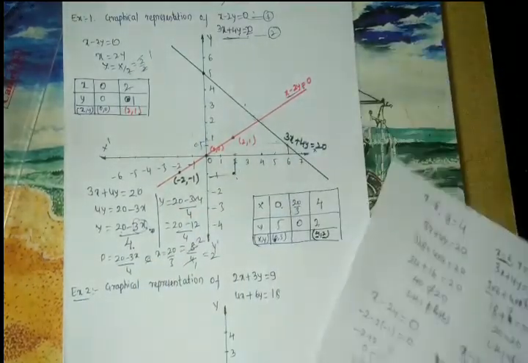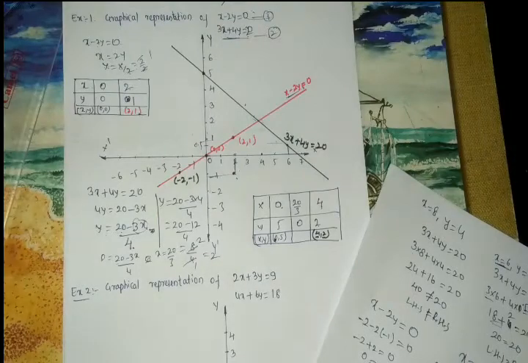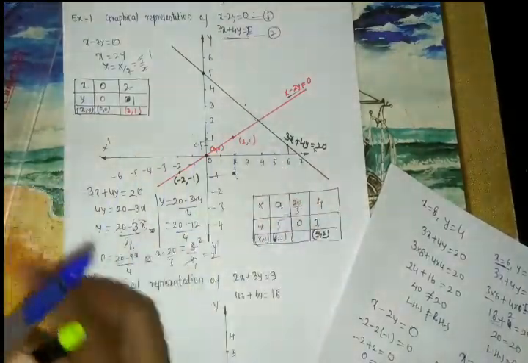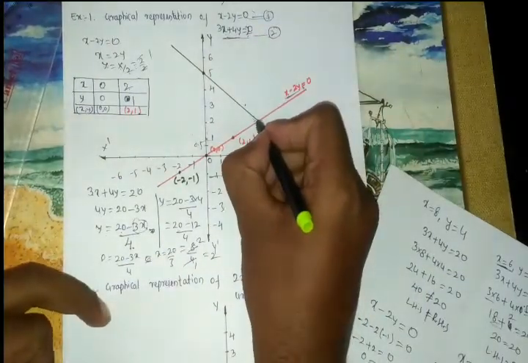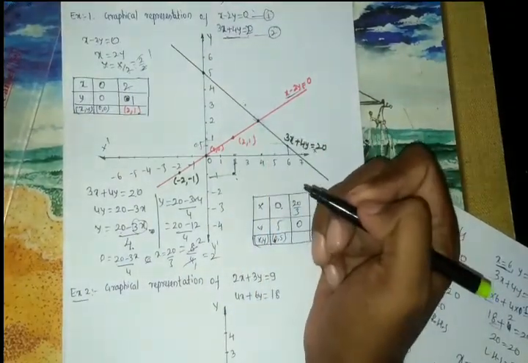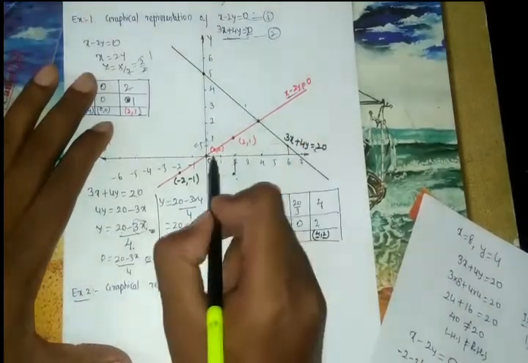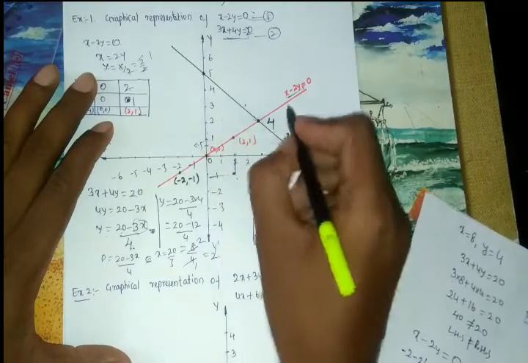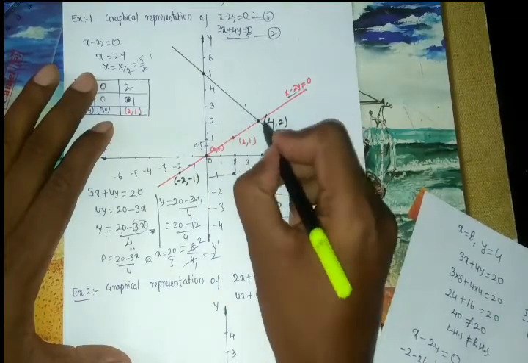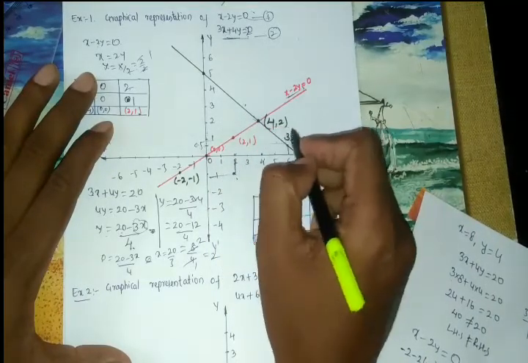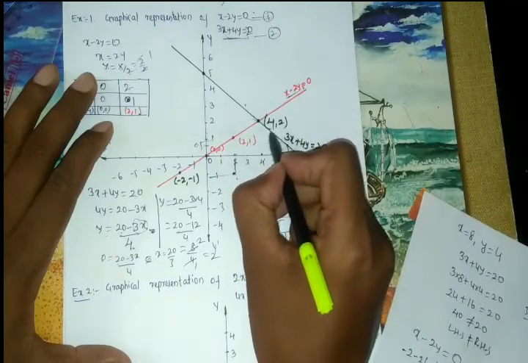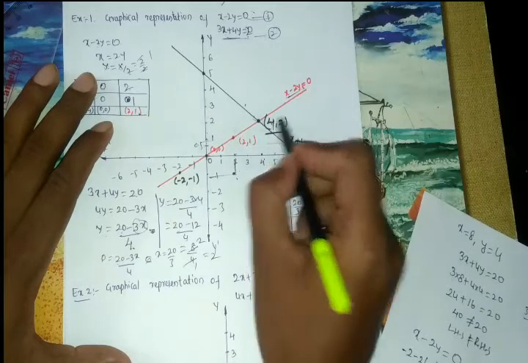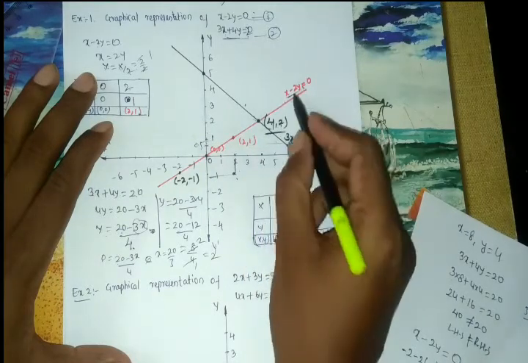Okay, now one more thing I am observing in this graph: these two lines intersect at a point. This is a point of intersection, at x equals 4 and y equals 2. This is the common point. We can say it gives a common solution when we put x equals 4 and y equals 2 in both the equations.